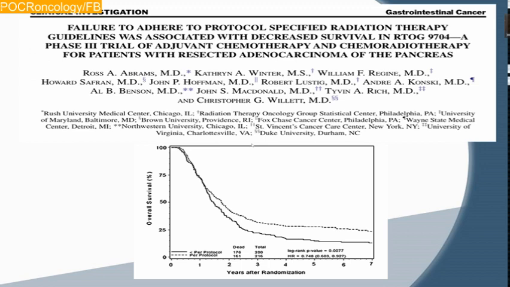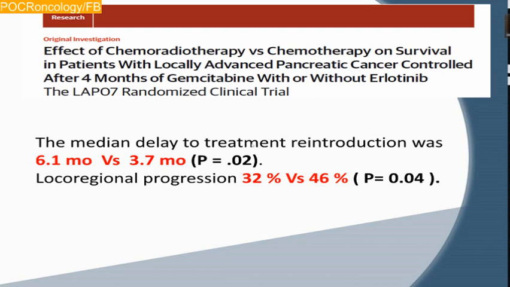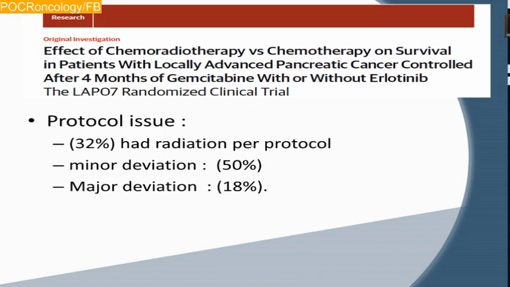And any radiation oncologist knows that the pancreas is a very complicated area to define the organs around it, the risk, the delivery. It needs quality assurance. So if here the quality assurance is not good, I'm questioning the validity of the radiation question.